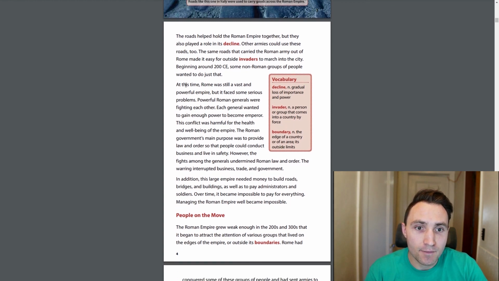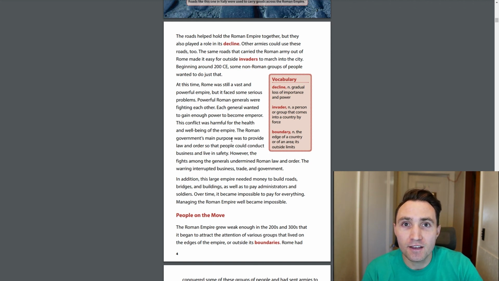So at this time, reading right here, at this time, Rome was still a vast and powerful empire, but it faced some serious problems. Powerful Roman generals were fighting each other. Each general wanted to gain enough power to become emperor. This conflict was harmful for the health and well-being of the empire. The Roman government's main purpose was to provide law and order so that people could conduct business and live in safety. So these Roman generals were fighting, trying to get control and hopefully one day become an emperor. Instead of focusing on keeping Rome safe, they were more focused on themselves and trying to gain power.